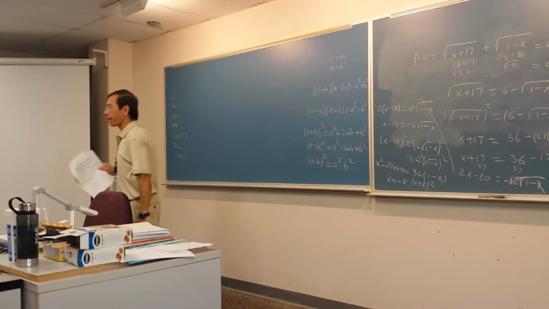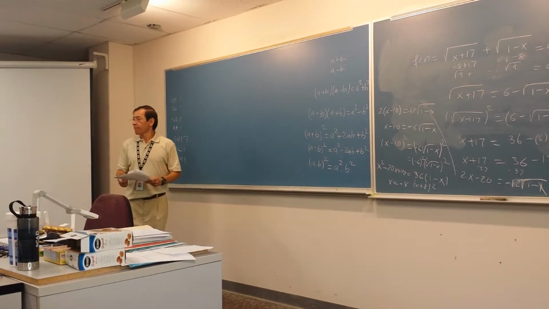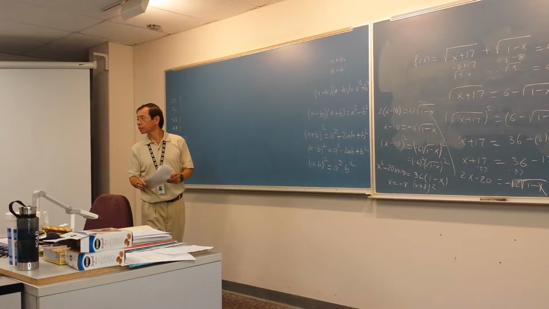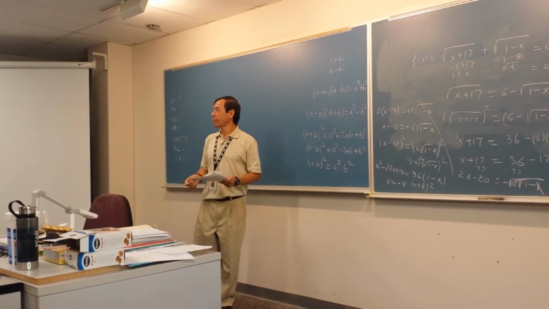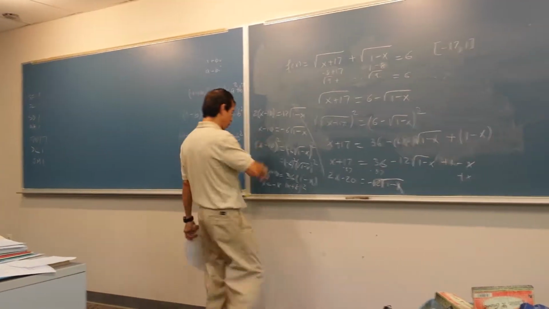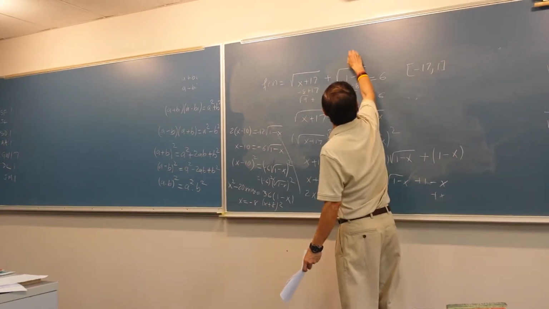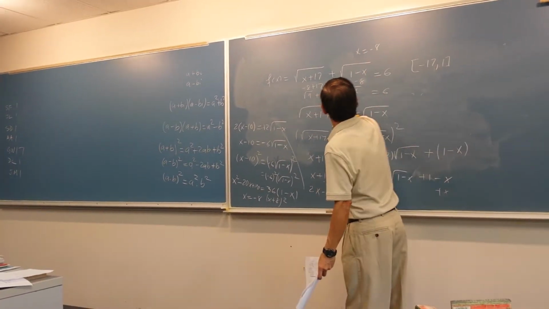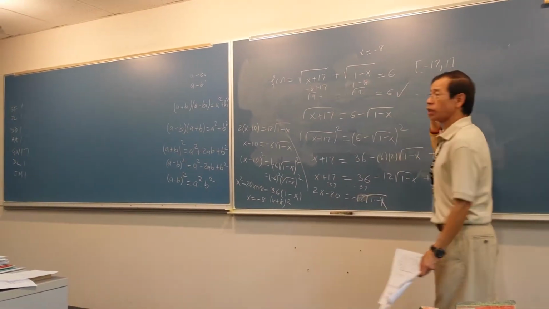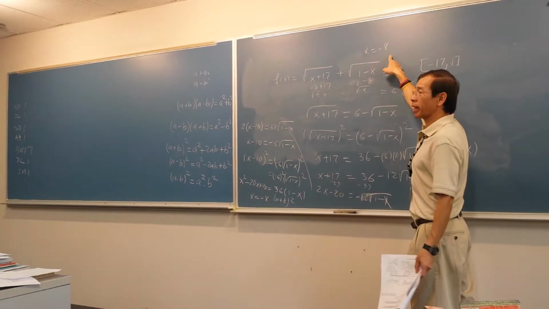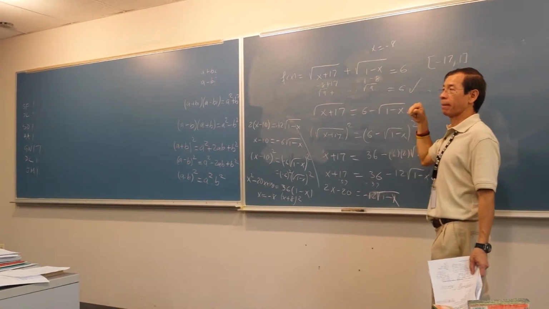Yes, Mr. Jerry. So will I call x equals negative 8 the answer, or should I just plug it in and then show the algebra? That's right. If this is x equal to minus 8, and you plug it in, and then you have this equal to 6, check. So that means x equal to minus 8 is the answer.